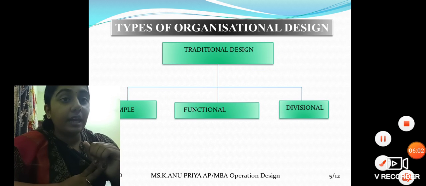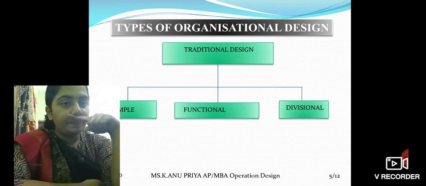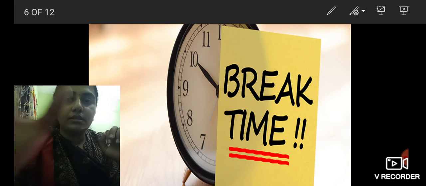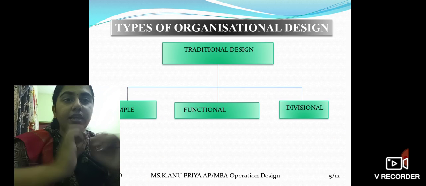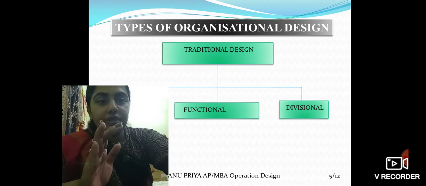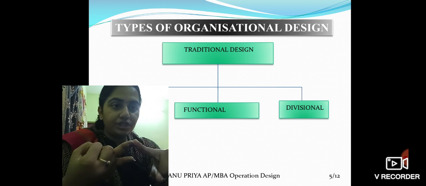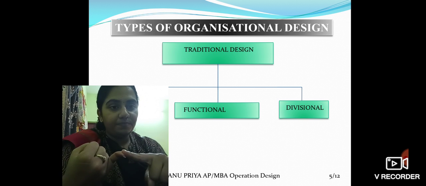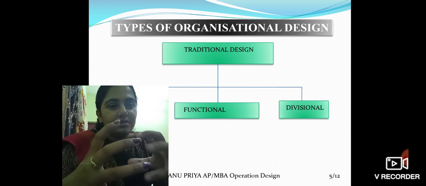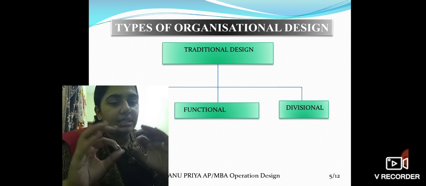Next is types of organization design. There are three designs. Traditional design: in traditional we have simple, functional and divisional. What is simple? The traditional design will be very simple, where it doesn't have many extraordinary techniques. It will be very simple and neat.